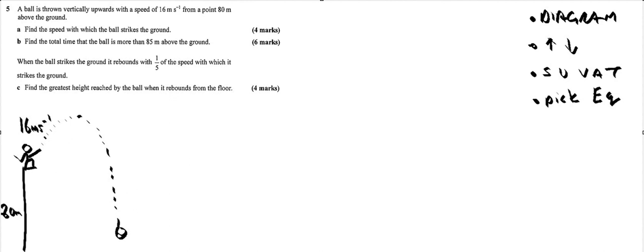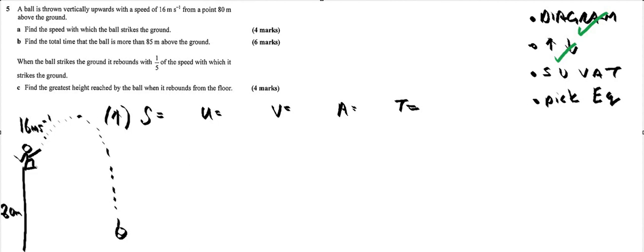Okay, so the ball is going up initially, and that speed is the initial speed. So I am going to resolve in the vertical direction. So I have got a diagram, and I have picked my direction and resolved it. Okay, now let's see what I've got. S, U, V, A, T. Okay, so S, I want the speed it strikes the ground.